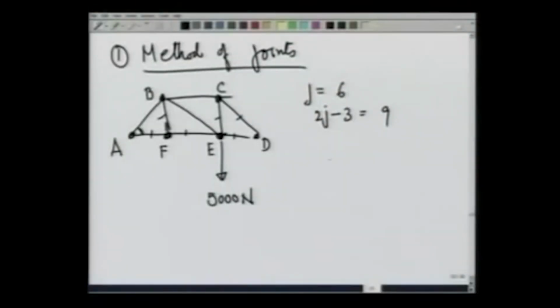So, ideally, if I start with this point, I would take point E. The force on point E is 5000 newtons, and then a force due to member BE, let me call it F_BE, a force due to member ED, F_ED, a force due to member CE, F_CE, and a force due to member FE, F_FE.